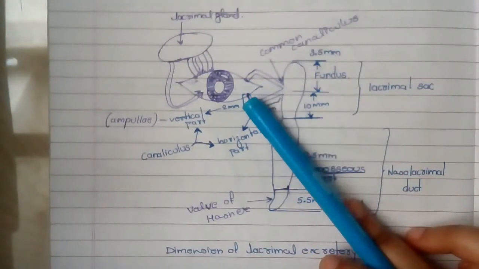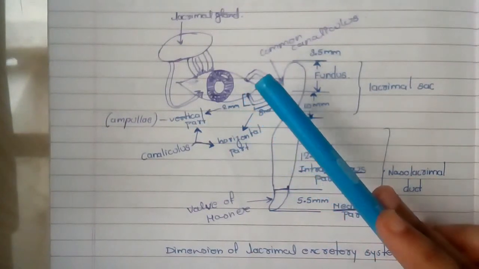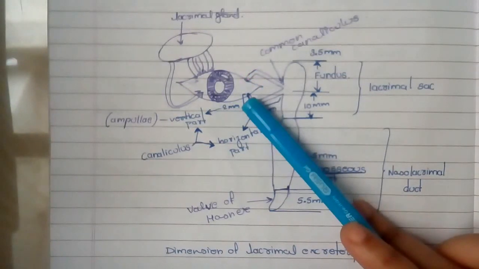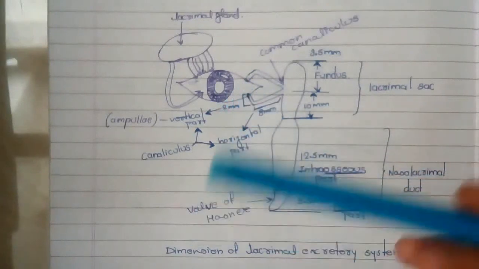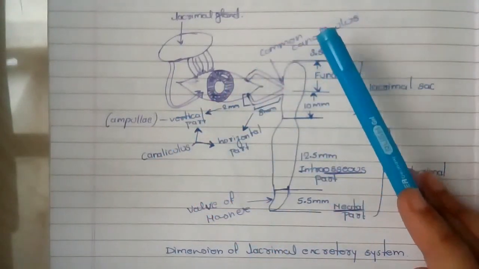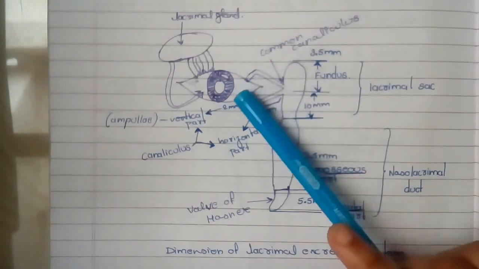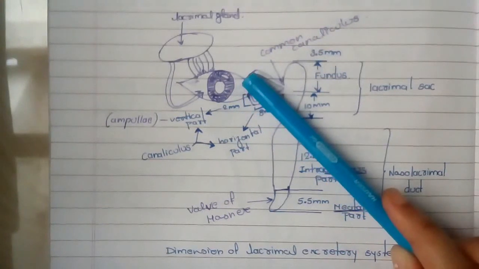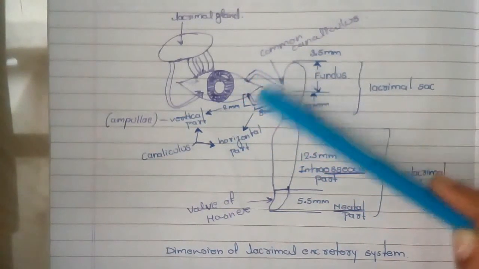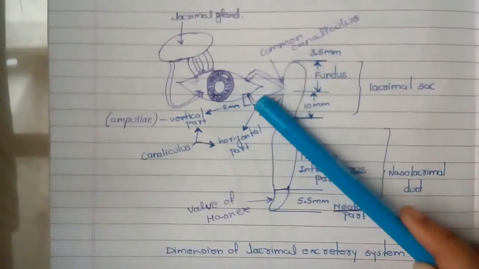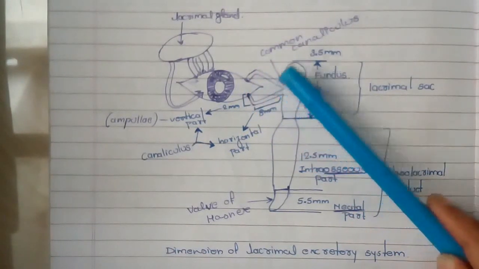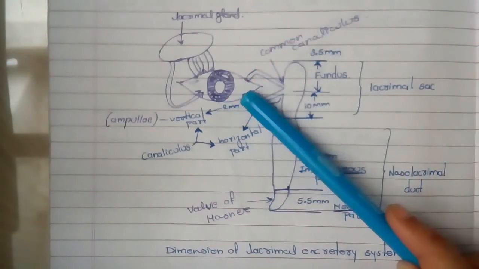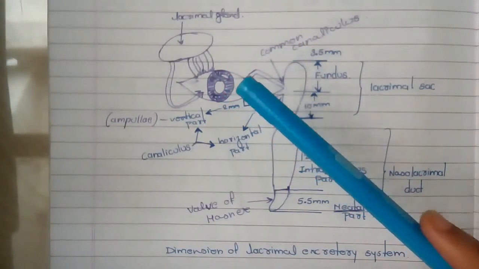They are called the punctum. The punctum are situated upon a slight elevation called the lacrimal papilla. The upper punctum is 6 mm and the lower punctum is 6.5 mm from the medial canthus. When the lid is closed, the punctum do not overlap each other. The upper punctum lies medial to the lower punctum. The upper punctum is directed downward and backward and the lower punctum is directed upward and backward. The punctum are not visible unless the lids are everted. The punctum are surrounded by a ring of dense fibrous tissue.